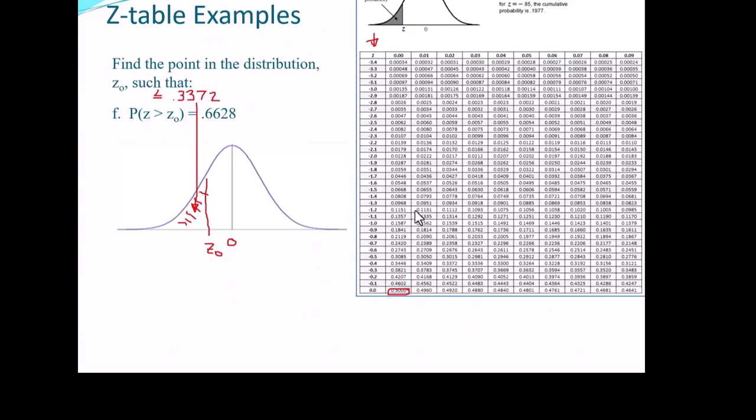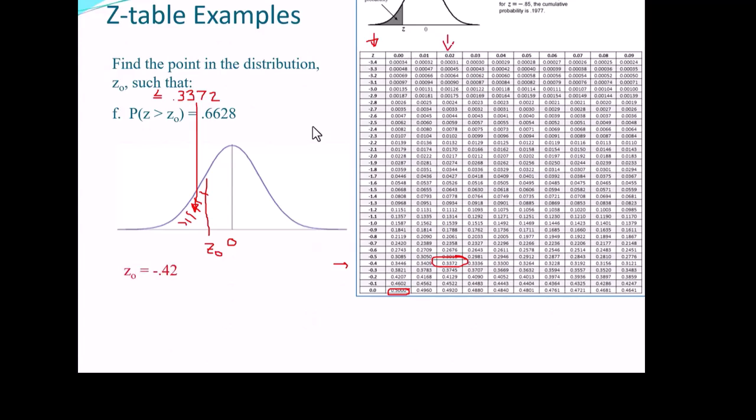I want 0.3372. Where's that at? Where the heck is it? I can't seem to find it. 0.33. Here it is. What's the z-score where that occurs? Negative 0.4. Come up to the top. Find my cursor. Here it is. Negative 0.42.